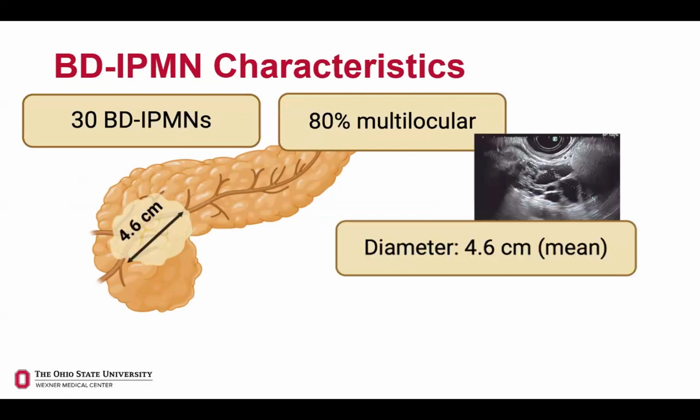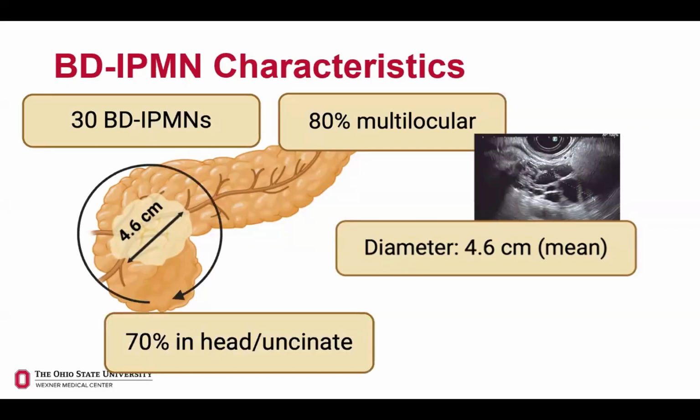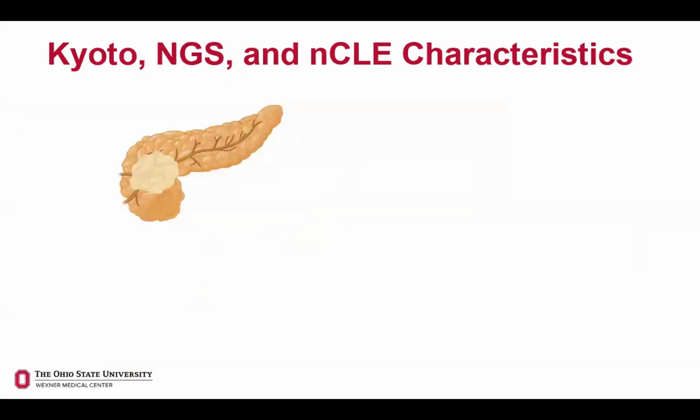The mean diameter was 4.6 centimeters. This is perhaps the highest mean diameter of IPMNs treated. Generally, in the chemoablation studies, the mean diameter is about 2.6, 2.7 centimeters. So these are fairly large IPMNs. And 70% of these were in the head and uncinate process of the pancreas.